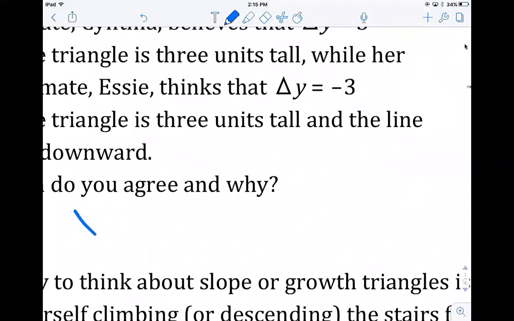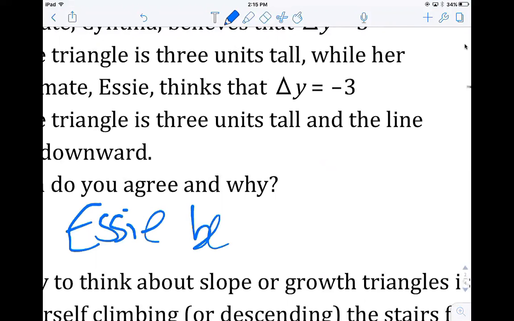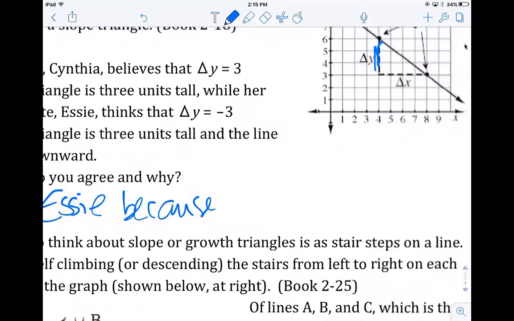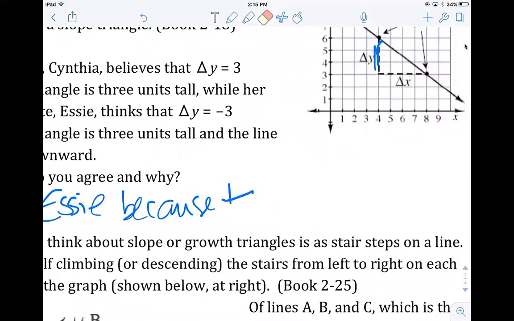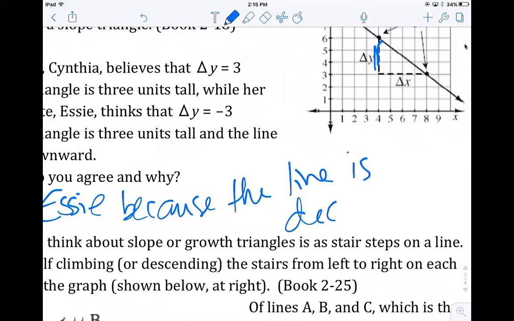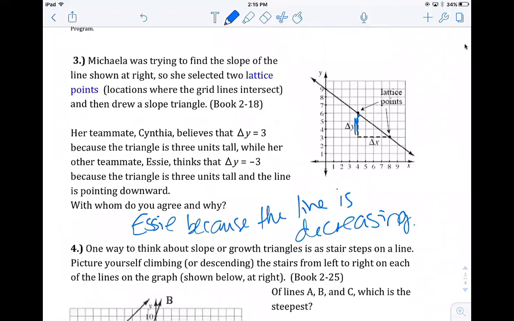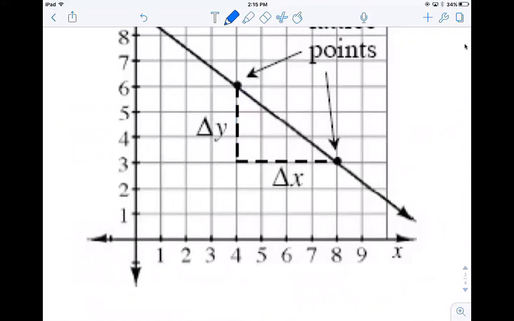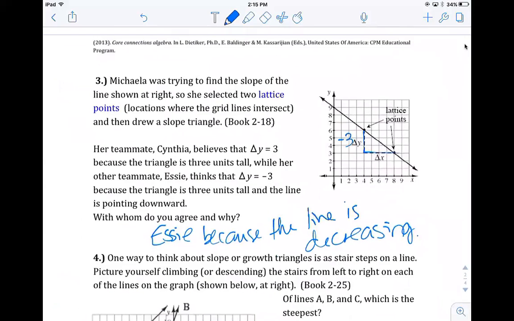And the reason why Essie is correct is because the line is decreasing. So as we go from left to right and we do our slope triangle, it's going down 3/4. So Essie is correct. So that slope is going to be negative. So if it's going down and to the right, it is a negative slope.